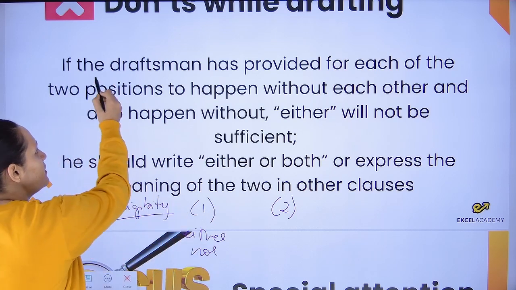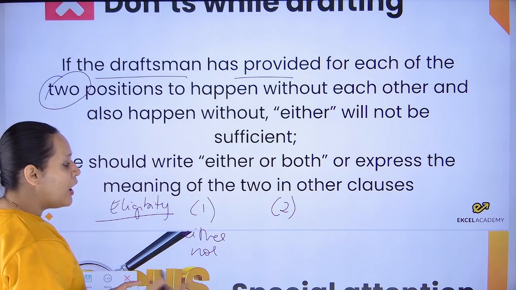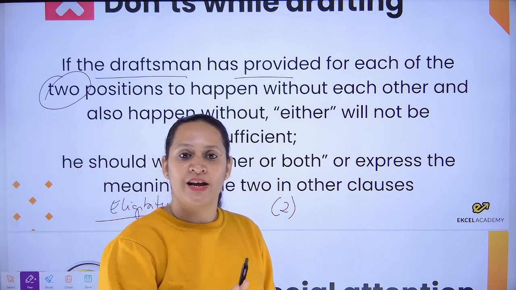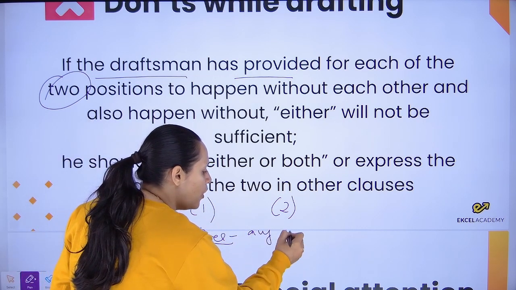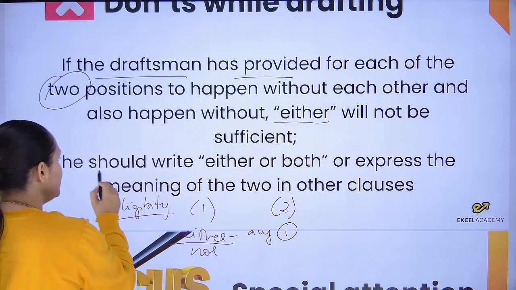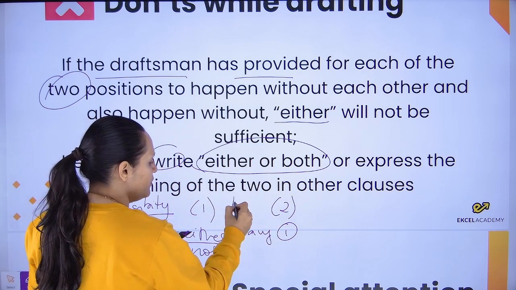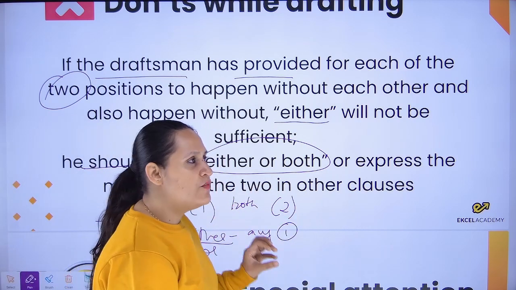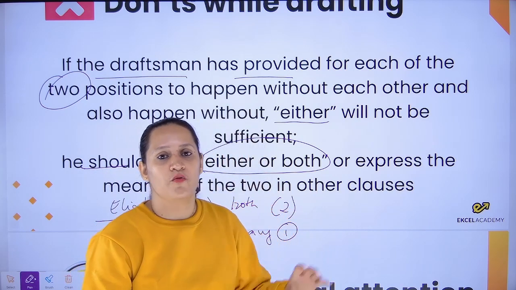What are they saying? That the draftsman has provided for each of the two positions that can happen without each other. Without each other means either 1 or 2. If even 1 is there, we are happy with it; the eligibility is satisfied. Either means any one of the situations occurs, it is eligible. That is, either will not be sufficient, and he should write either or both, right? If you want both conditions to be satisfied, we will write both. If we don't want either, we use the word nor. So whenever specifically talking about eligibility, you should be very careful with the words you use.